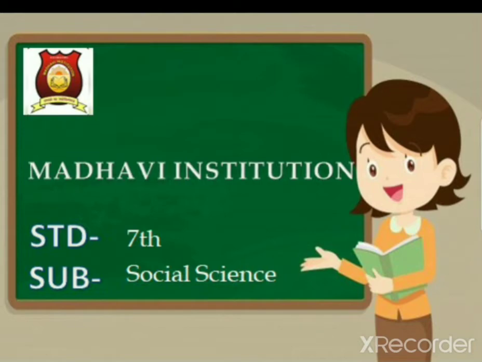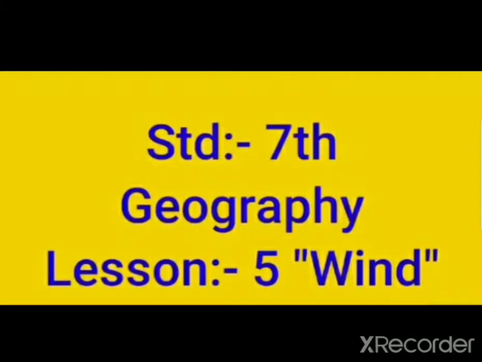Today we are going to see our geography subject, lesson 5, that is wind. Now children, here you can see one picture. In that the curtain is moving. So what is that? It is in your textbook, page number 21, you can see.